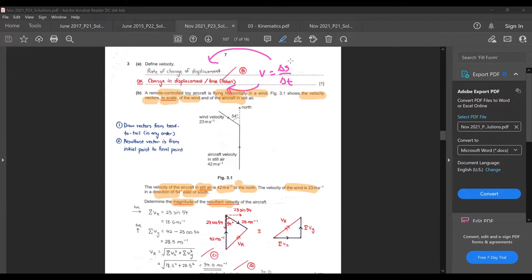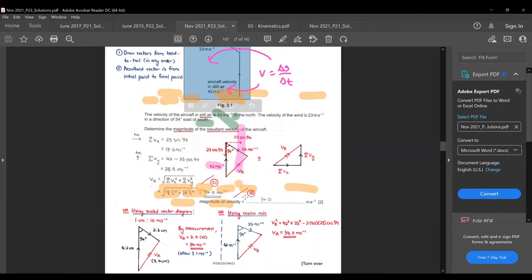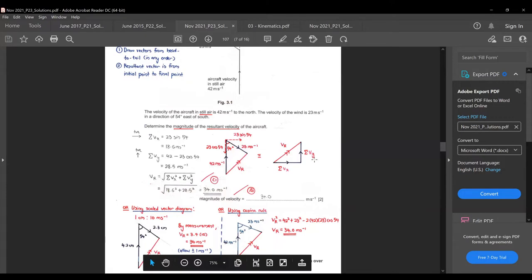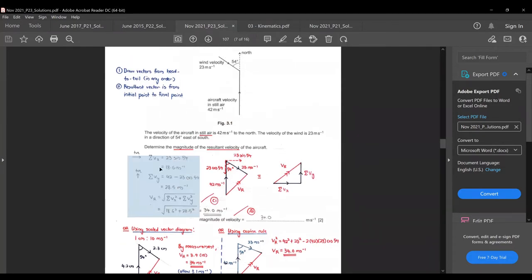So you basically have two vectors to work with. The first one is the velocity of the aircraft towards the north, that is 42 meters per second. And then right now, this aircraft is subjected to a wind velocity of 23 meters per second at an angle of 54 degrees east of south in this direction. So what is now the resultant velocity as a result of these two? This one you can actually use the cosine and sine rule, you can use a scale vector diagram, or you can just use resolution of vectors. Resolution of vectors is by far the better method because it can be used in all situations, and it's actually the most accurate out of the three. So let's have a look at this one.